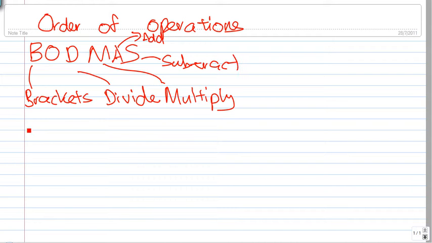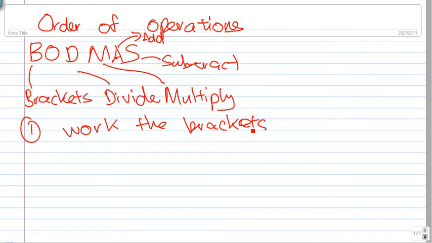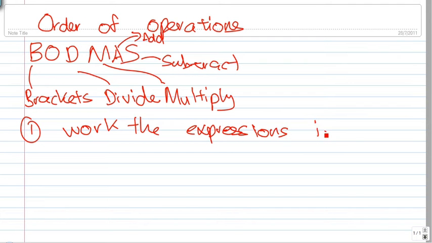Okay, so what we do is to work out the brackets first. Work out the expressions within the brackets. So let me just write short: work the brackets. Let me just be more accurate: work the expressions in the brackets. Okay, that's number one.